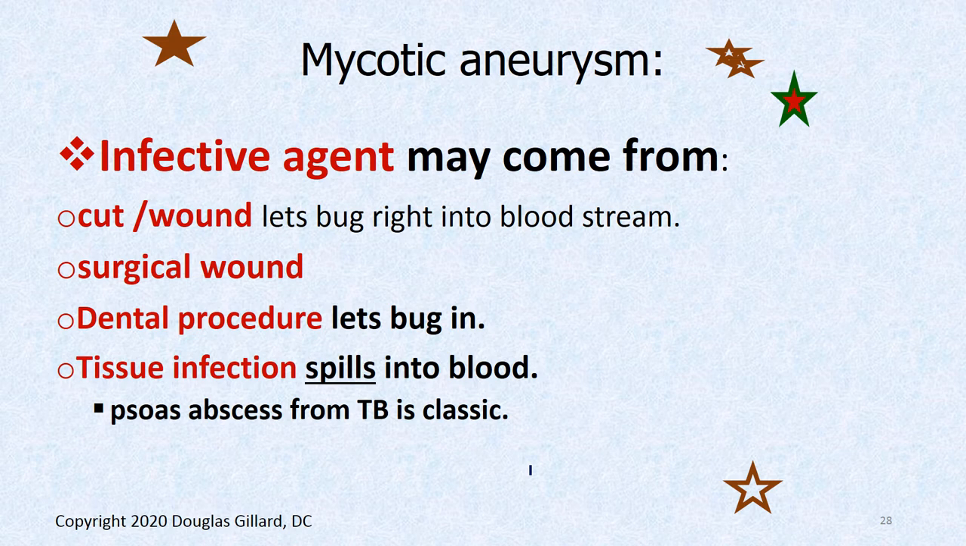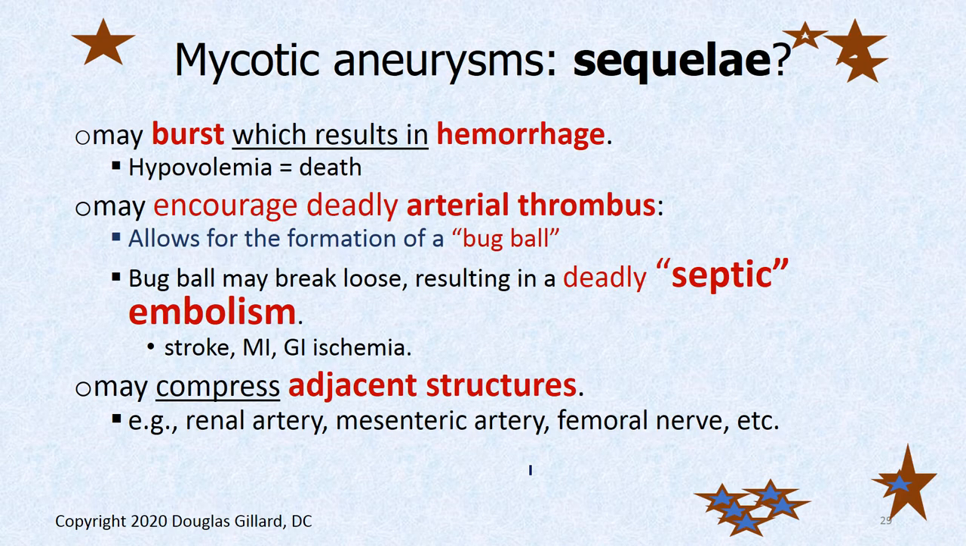Infectious agent. Where does this come from? It comes from a cut or a wound. It could come from a surgical wound, it could come from a dental procedure, or just a tissue infection getting into the bloodstream. So is abscess and tuberculosis, not so much in our country. The aneurysm could burst, and you could die from hypovolemic shock.